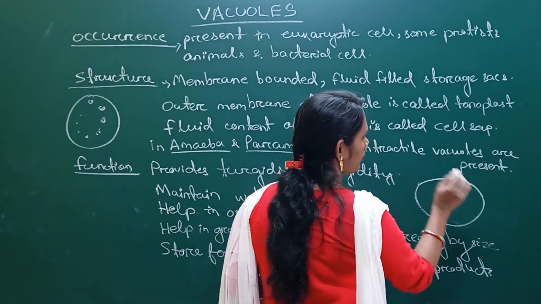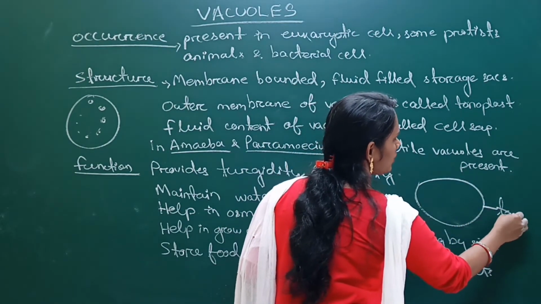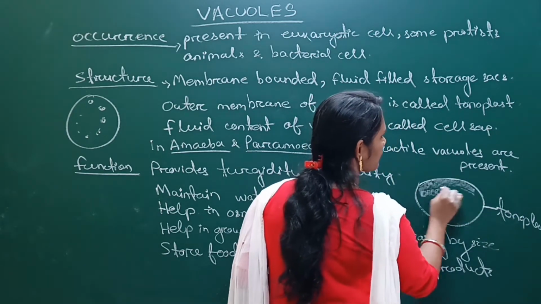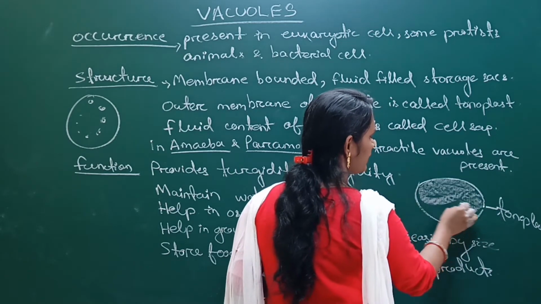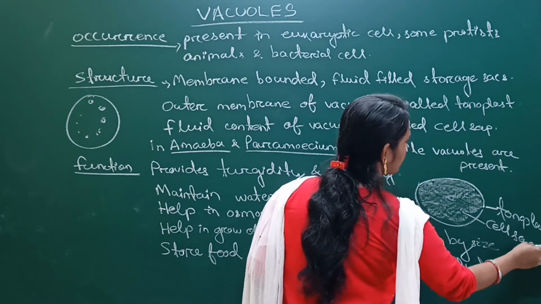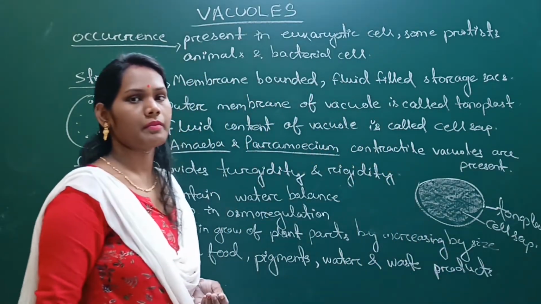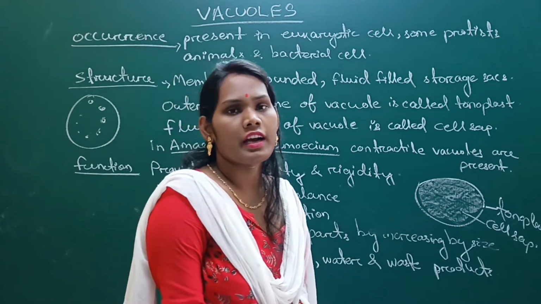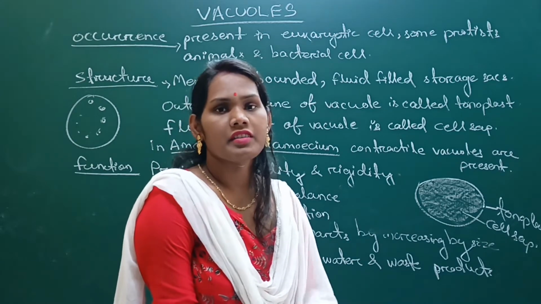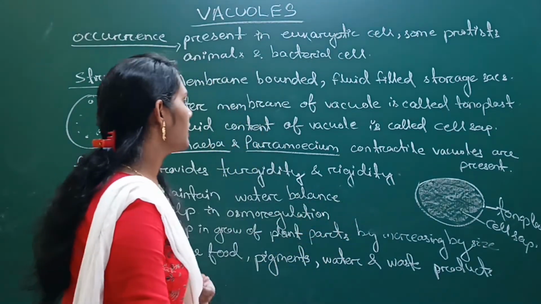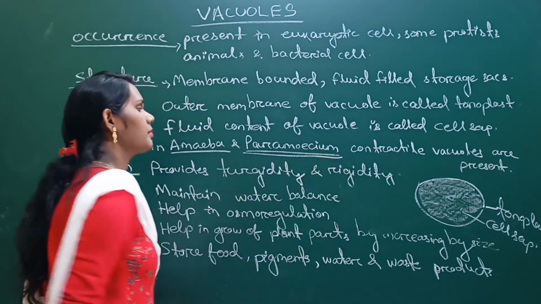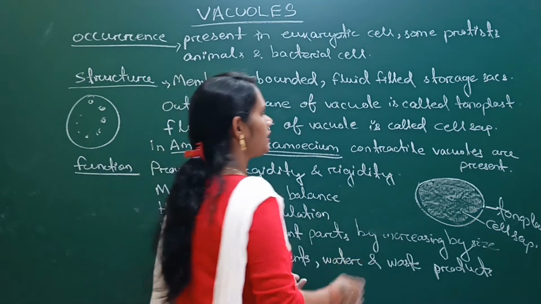If it is the vacuole, the outer membrane of the vacuole is called tonoplast, and the vacuole is filled with fluid. The fluid content of the vacuole is called cell sap. In the cell sap, various organic materials like carbohydrates, proteins, lipids, and different minerals and nutrients are stored. And in amoeba and paramecium, which are protozoans, they have a special type of vacuole.